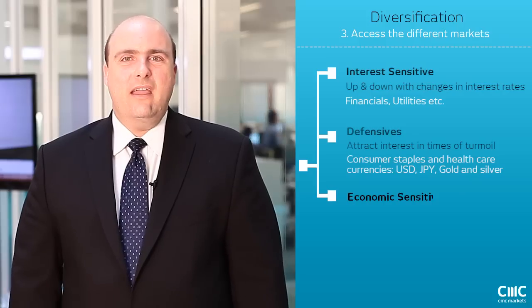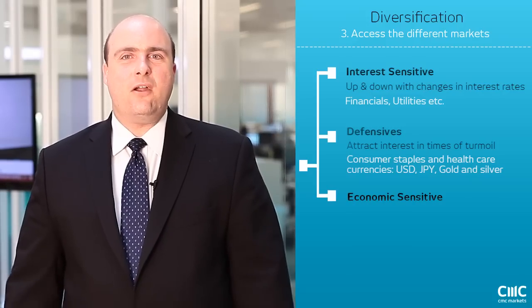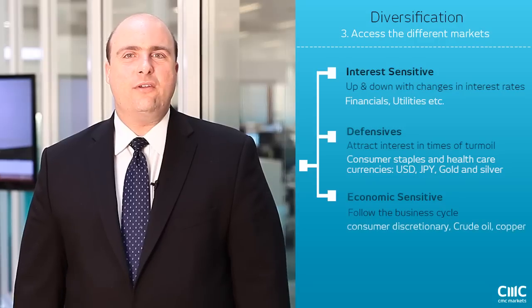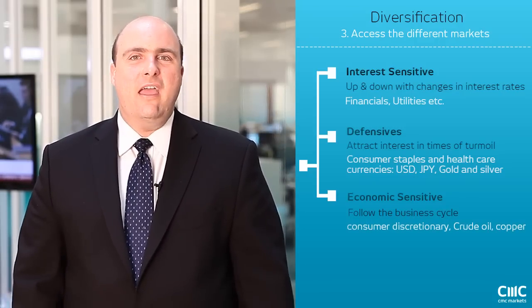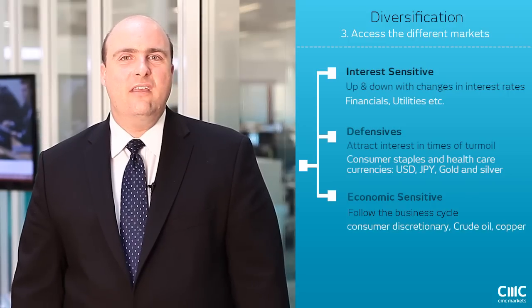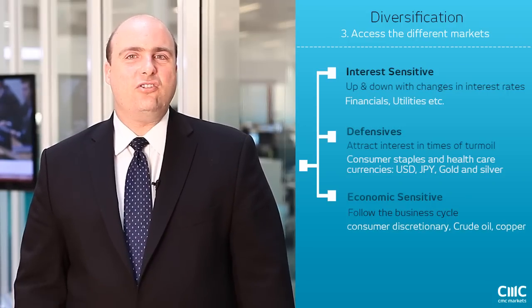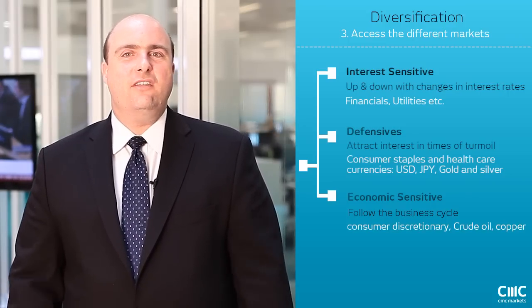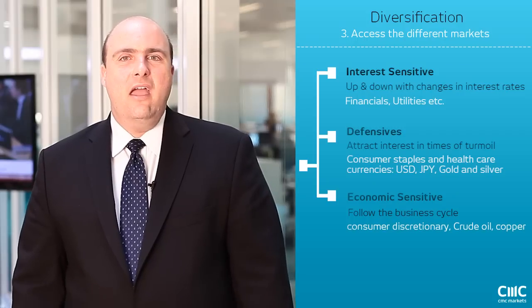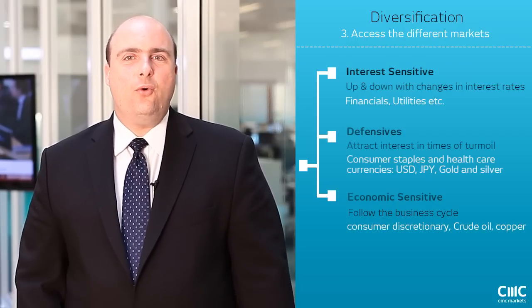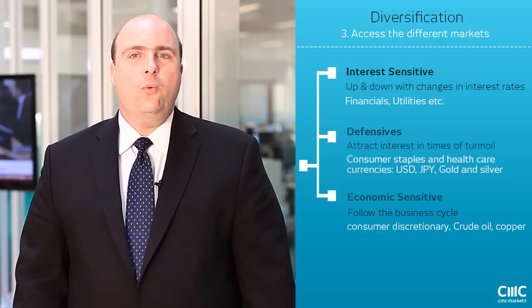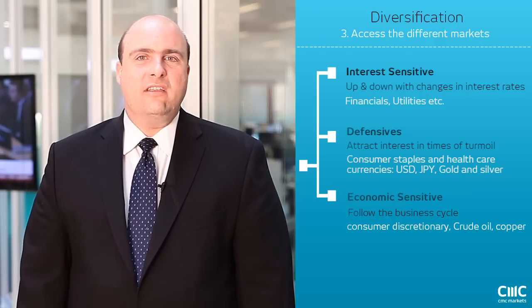The third group is the economically sensitive group. These are areas that tend to go up and down with the global economy. In the case of stocks, this is industrial companies and consumer discretionary companies. In the case of currencies, it's usually major currencies such as the euro and the pound. And also this group includes most commodities, including crude oil, copper, wheat, and a number of other major commodities.